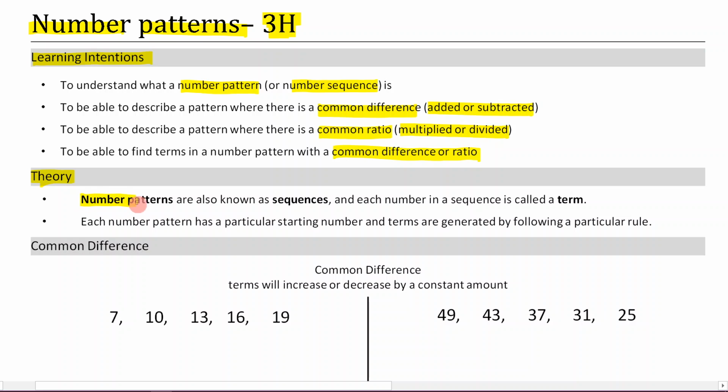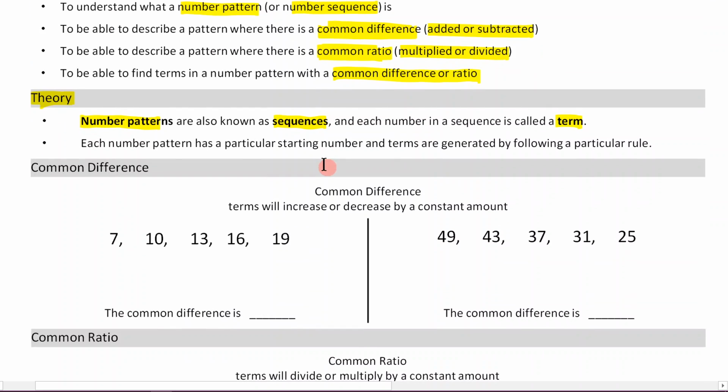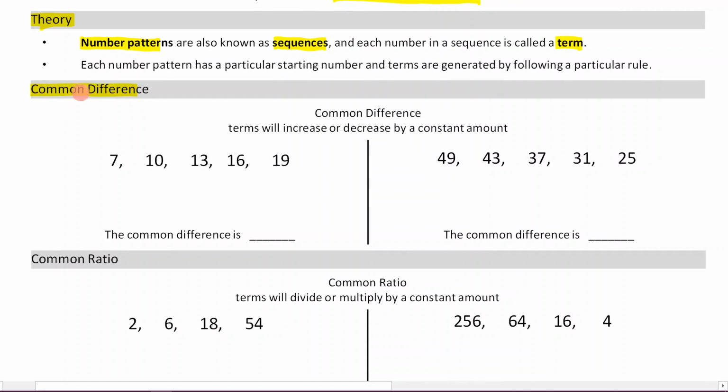So number patterns are also known as sequences, and each number in a sequence is called a term. Each number pattern has a particular starting number, and the terms are generated by following a particular rule, and that rule is either going to be a common difference or a common ratio, and we're going to be seeing that now. So let's first talk about common differences. So what is a common difference? Terms will increase or decrease by a constant amount. So let's now go through two examples.